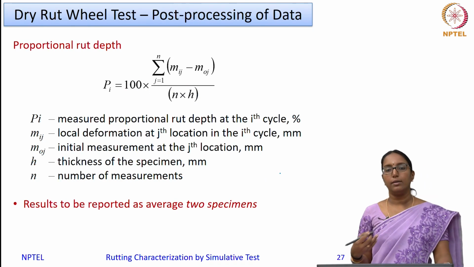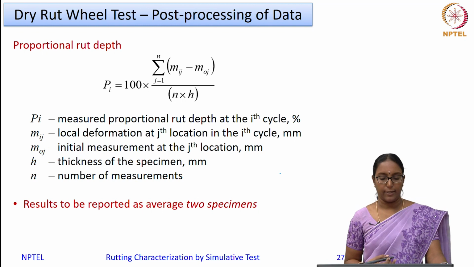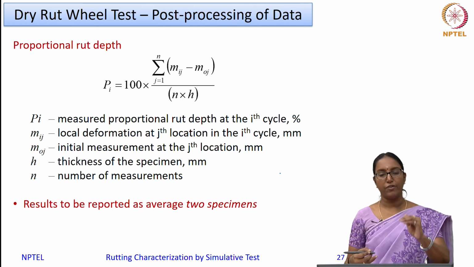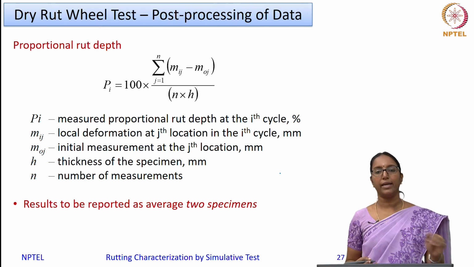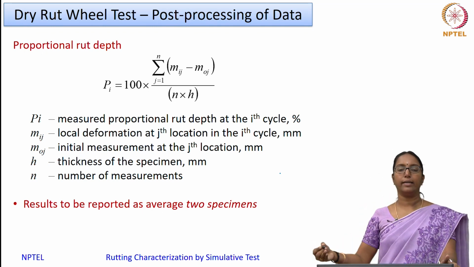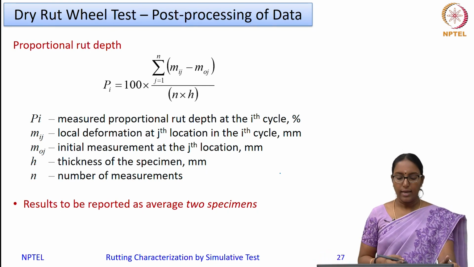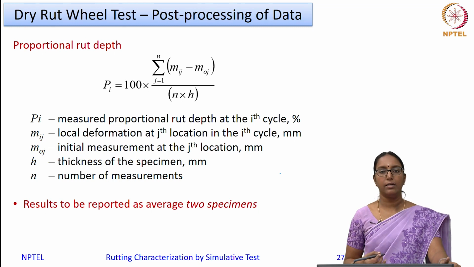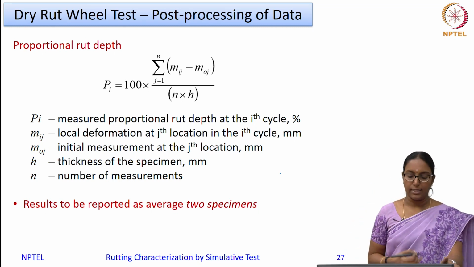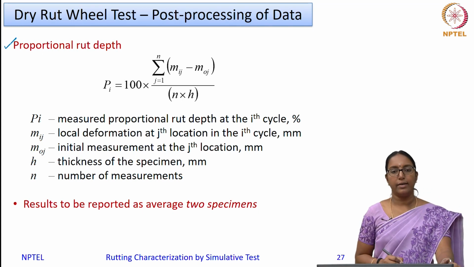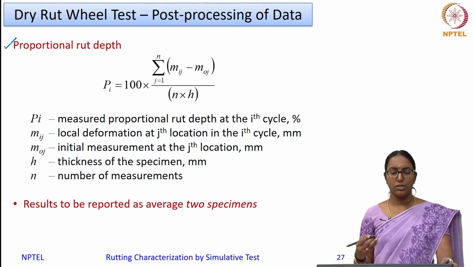Now, how do you process this data? As I said, you have collected the rutting or the deformations from the original profile for a number of cycles, and you have tested it for at least 10,000 test cycles. So, the one attribute that you collect to find its rutting potential or rutting susceptibility is called the proportional rut depth. Okay, proportional rut depth is, or you can say it as, a strain.